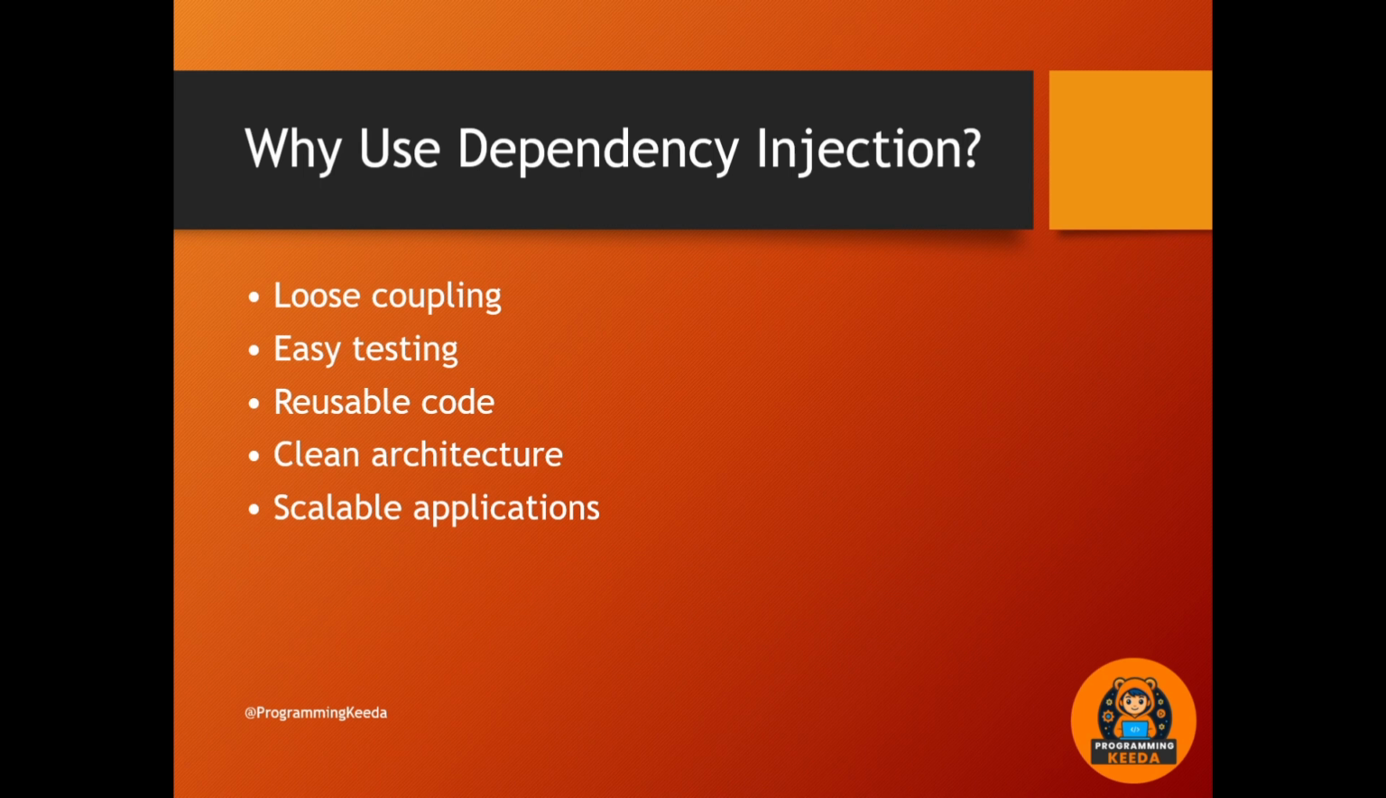Why use dependency injection? Dependency injection offers multiple benefits. It promotes loose coupling, which makes the code flexible and easy to modify. It simplifies unit testing by allowing the use of mock or fake dependencies. It improves code reusability and readability. Most importantly, it supports a clean architecture without turning it into an unmanageable code base. These benefits make dependency injection a must-have practice in professional Android development.